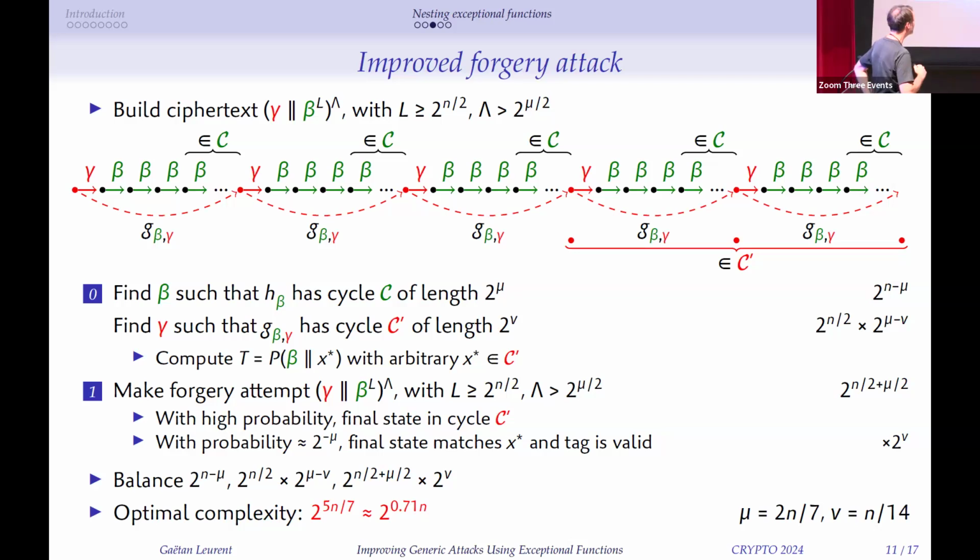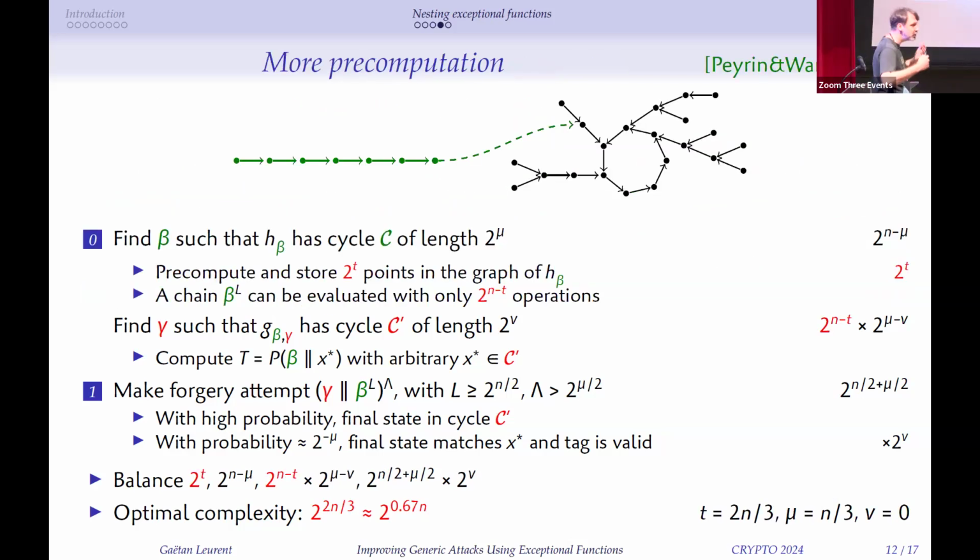So that's already an improvement, and in fact, we can also do even better, by adding a precomputation step here, after finding beta and before finding gamma. We can do some precomputation based on beta. We can actually compute a big part of the graph of H beta. And the idea is if we compute many elements in this graph, afterwards, when we compute long chains of beta, we can reuse this computation to speed up the computation of the chain.